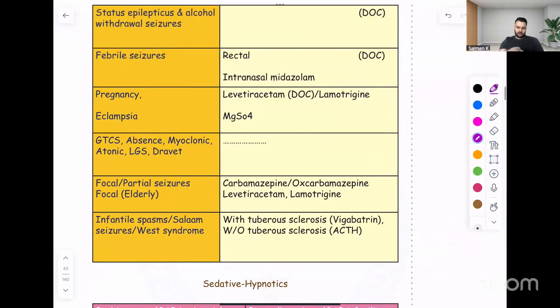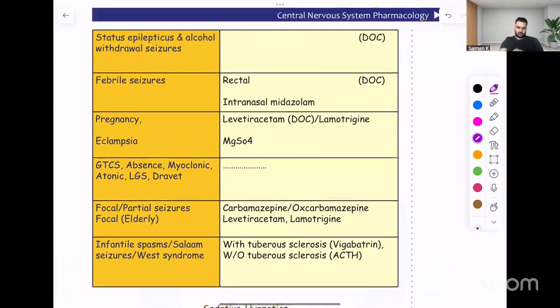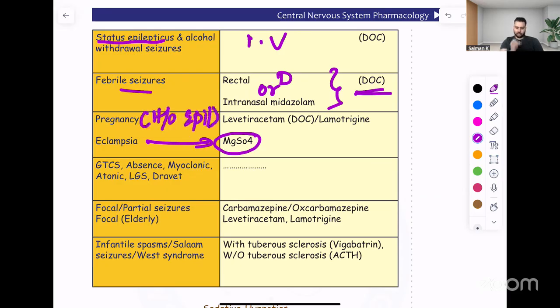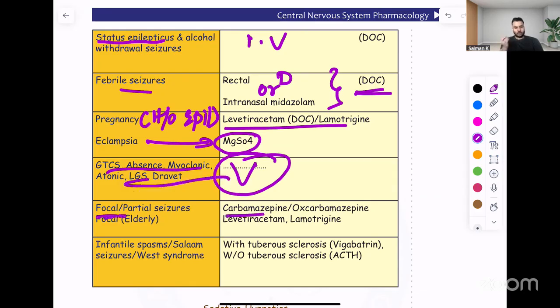Now this table is highly important for us. You will have to memorize this, boss. Status epilepticus, IV lorazepam, I told you. Febrile seizure, child with fever. Rectal diazepam or intranasal midazolam, both are drug of choice. Anything can be used. Okay. If you're having eclampsia, magnesium sulfate. History of seizures, I mean, epilepsy, even before the woman gets pregnant, she's having a history of epilepsy, then levetiracetam or lamotrigine. 98% your answer, valproate for almost any seizure. Focal seizure, carbamazepine, what we had learned before. Okay.